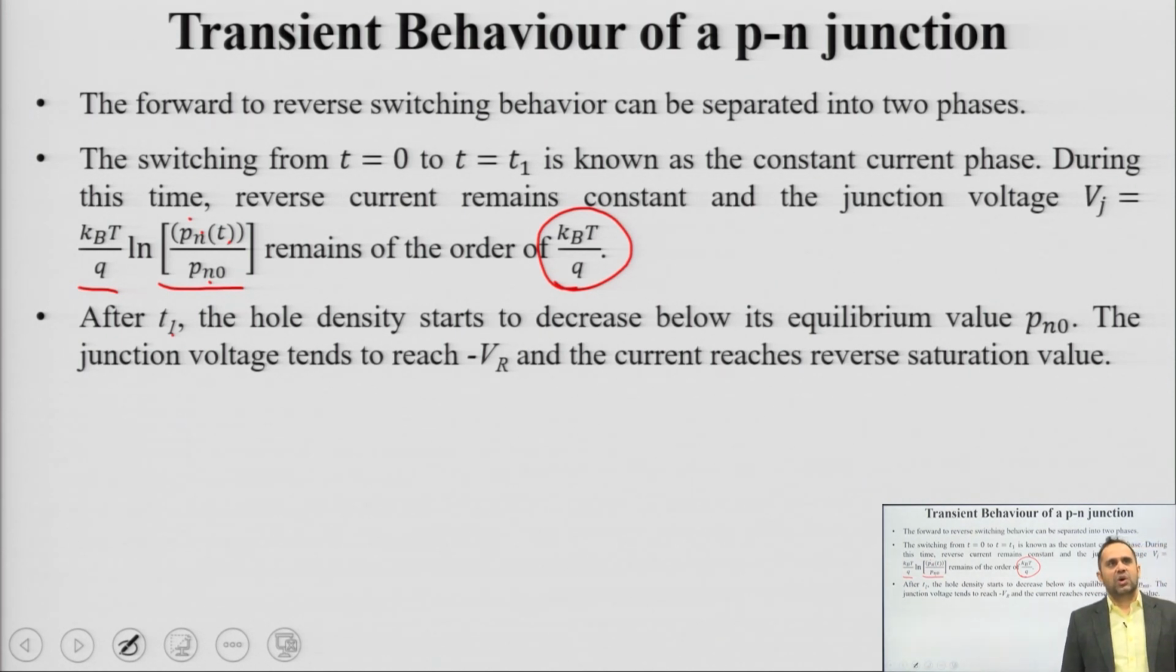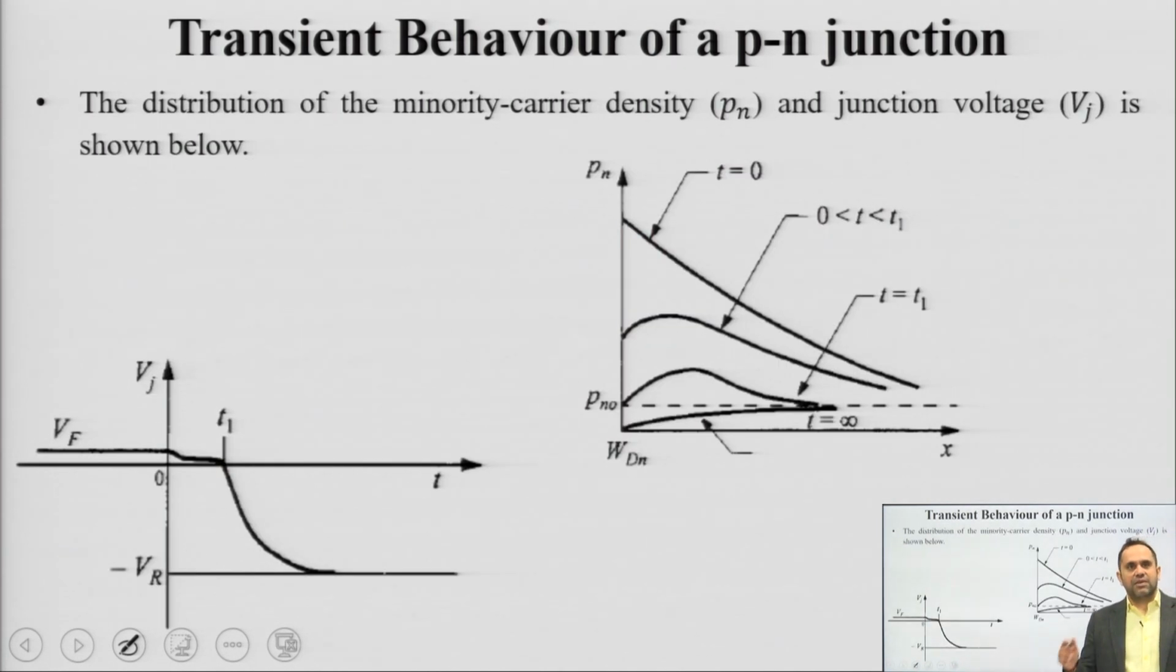After T1, hole density starts to decrease below its equilibrium value p n naught. The junction voltage tends to reach the reverse voltage minus VR, and the current reaches its saturation value. This is the decay phase from T1 to T2, till it reaches 10% of its initial value.